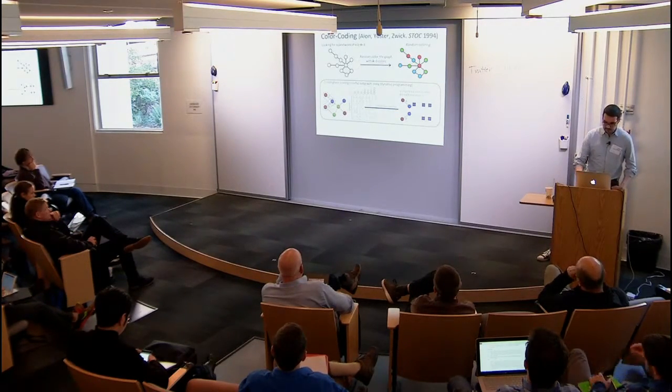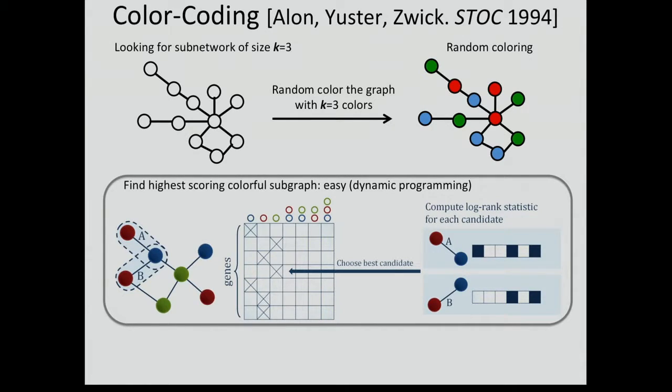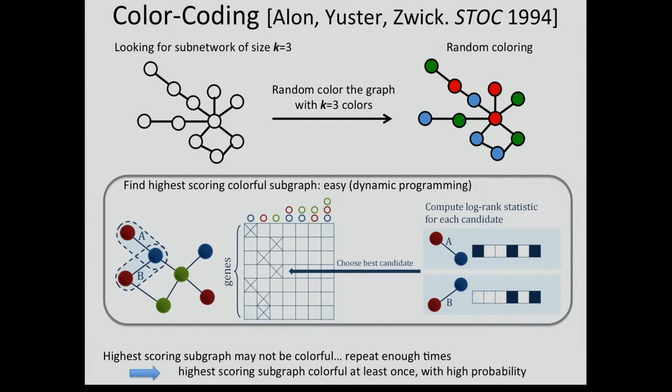OK. So in this approach, now we have obtained one random coloring of the graph. And the problem is that maybe your highest scoring subgraph, like the one that has the highest association with survival, may not be colorful in the coloring you have chosen, but it's easy to see that if you repeat this enough times, then actually in at least one iteration, your subgraph will be colorful.